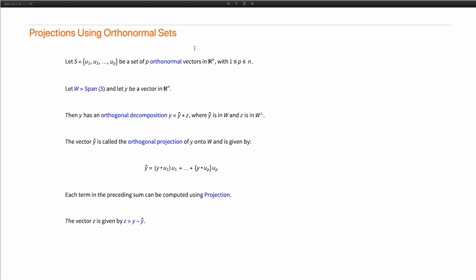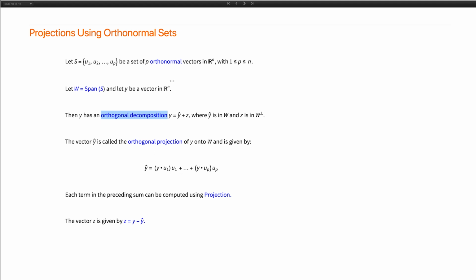Okay, now the question is, what if you had orthonormal vectors? So now you've got vectors which are not just orthogonal, but they have length 1. So again, you have the span of the set being called W, the subspace, and you again have an orthogonal decomposition, y equal to y hat plus z, but this time the formula for the projection is much simpler because you don't need to divide by the norm, it's all 1.